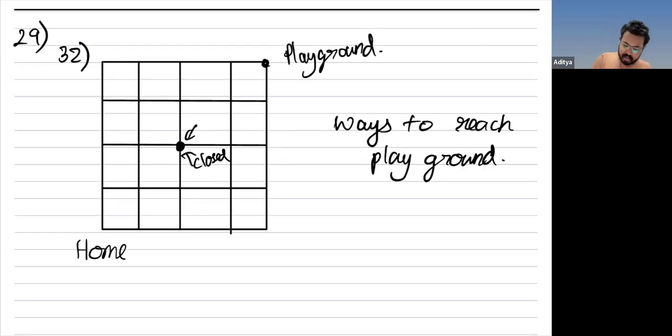Okay, so if you recall the previous question, this is home and this is the 4, 4 vertex. The original ways, if you don't consider the closed one, were 70 ways to reach here. But now a certain number of ways go through this vertex. You have to eliminate all of them. That is the question. So the answer will obviously be less than 70. If you're getting anything greater than 70, it's wrong.